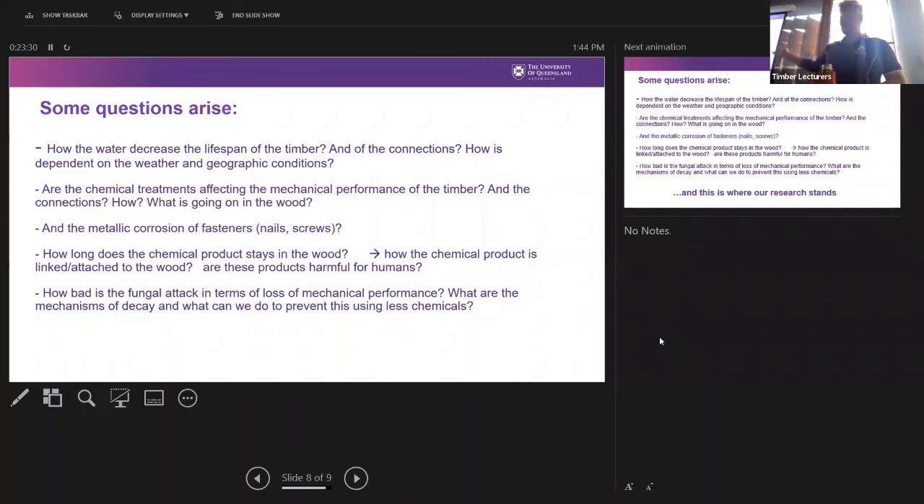So as I was saying, these chemical treatments are adding another variable. So one of the questions we're trying to answer here is are these chemical products affecting the loss of performance due to the water absorption and desorption, and what happens with the connections? So the connections are more corroded, less corroded with the chemical products? To what level of chemical products? High levels, low levels? What happens with the wood microscopically? What is happening with those linkages?